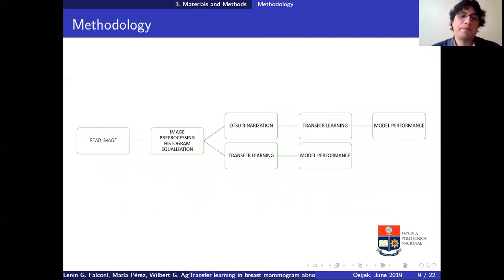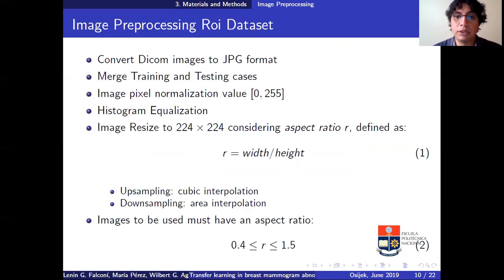What's our methodology? From the dataset of raw images, we created two datasets. One where we only improved the quality of the image, and then we tested transfer learning on that, and another where we used auto-binarization as an additional step. The image preprocessing is shown in this slide. We merge both training and testing to make just one dataset that will be later split for training.